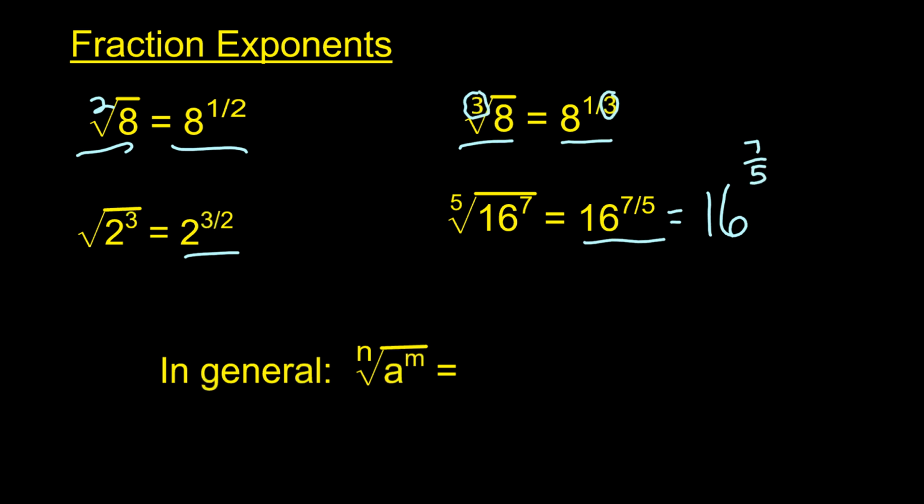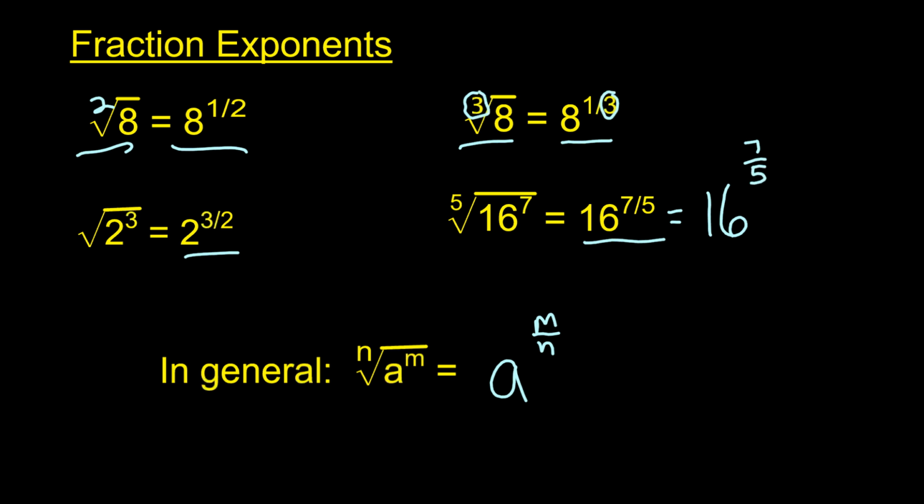Okay, so in general, if we have the nth root of a to the m, well, we kind of see what's going on here. We've got a to the m over n power. So this is how we handle fraction exponents. If you have an exponent that is a fraction, you can write it as a radical. If you have a radical, you can write it as a fraction exponent.